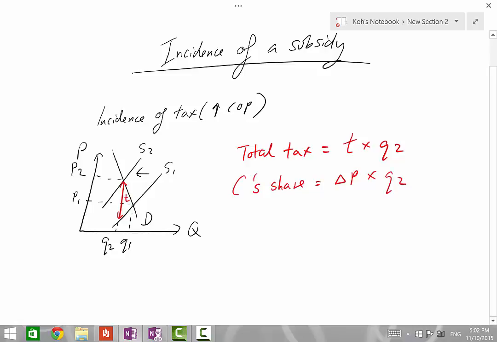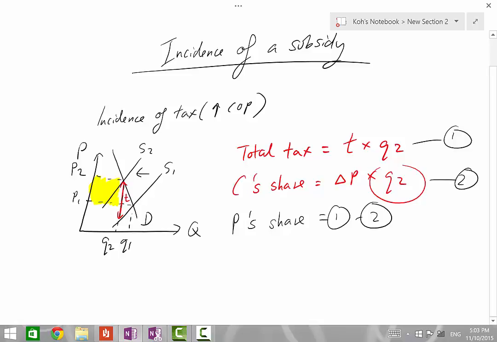In other words, a consumer would only know that he or she has been taxed after the market price changes. So you need to take the difference in the price and you multiply by Q2. Okay, so I'm going to shade the consumer share in yellow. Okay, it's here. That means your producer share is given by 1 minus 2, which gives you this area here.